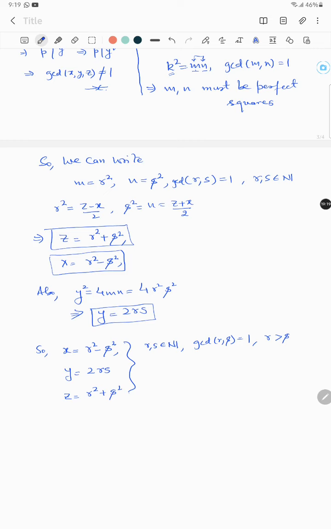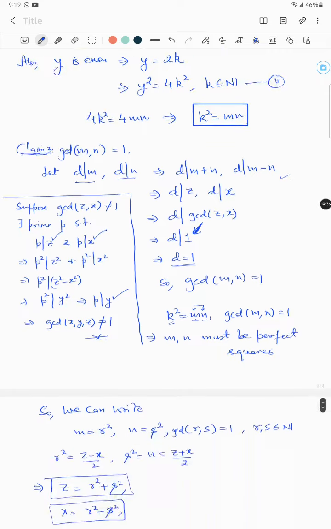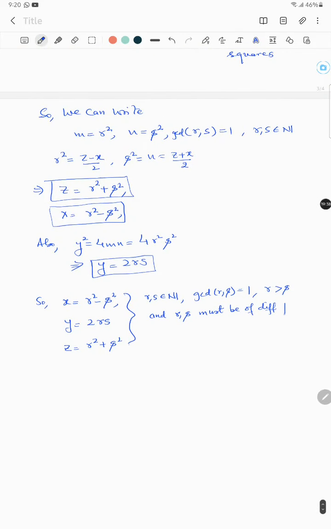Okay, and R and S must be of different parity. Different parity means if one is even, the other has to be odd, otherwise the condition that X is odd and Y is even will not be met.